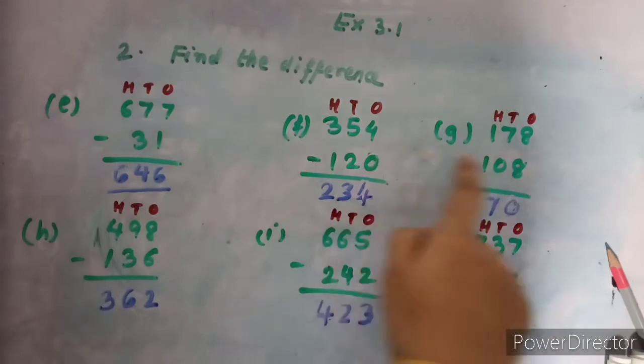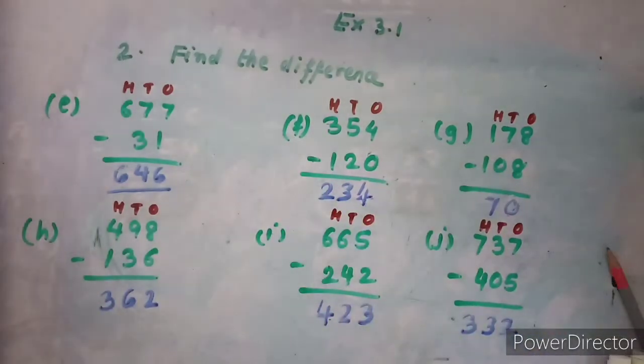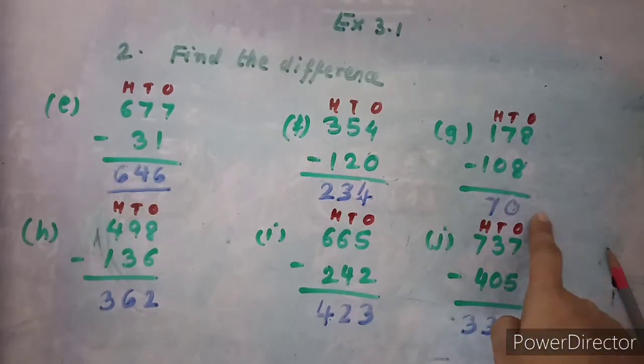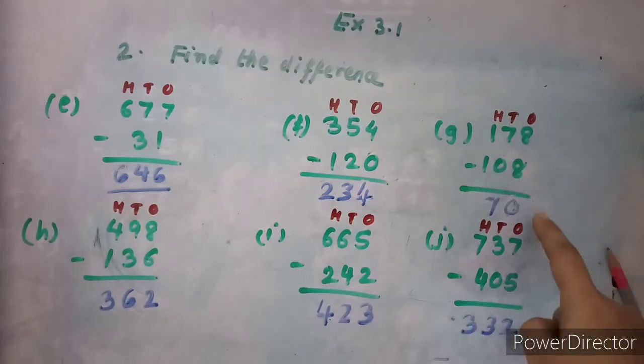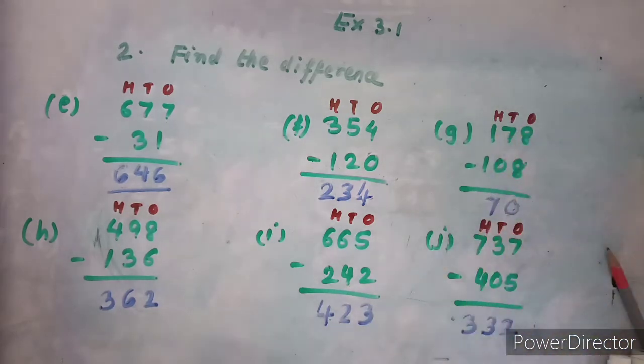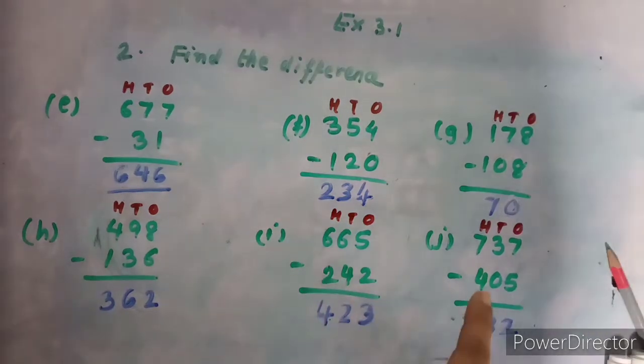E, F, G, H, I and J sums. Okay, so you can see I have calculated it. 646, 234, 70. 8 minus 8 is 0, 7 minus 0 is 7 and 1 minus 1 is 0. So here you are getting 70, 362, 423 and 332. Okay, so up to J I have done.